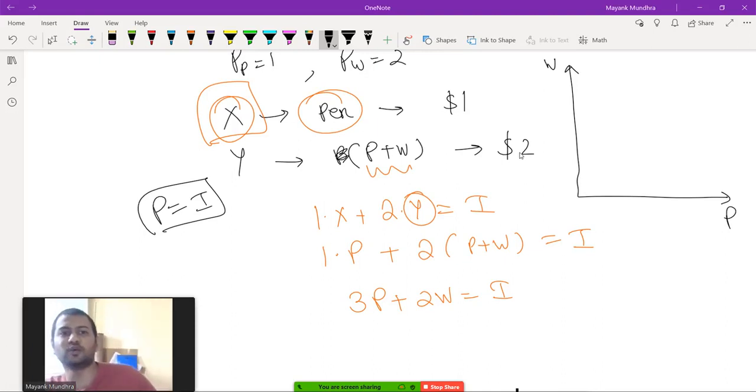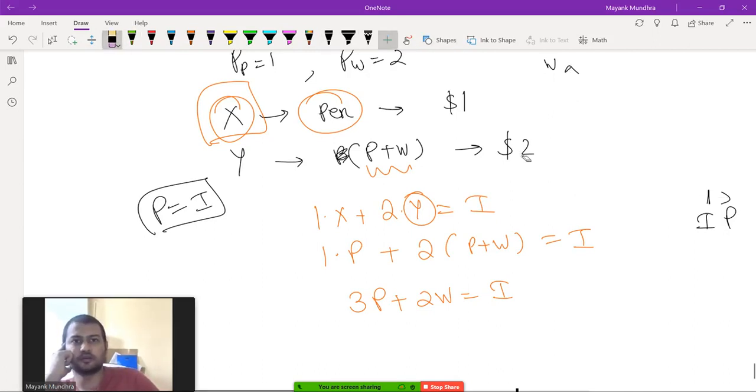Okay, if he buys only VTs, the maximum amount of pens he can buy is I, and the maximum amount of VTs he can buy is going to be I by 2. Let me draw it here, I by 2. But when he buys I by 2 amount of VTs, he automatically gets I by 2 amount of pens as well.